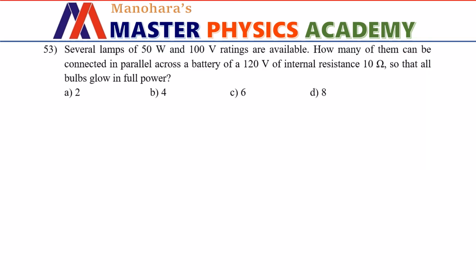Several lamps of 50 watt and 100 volt ratings are available. How many of them can be connected in parallel across a battery of 120 volt of internal resistance 10 ohm so that all bulbs glow in full power? The idea is to get the 100 volts of potential difference across the combination of several bulbs connected in parallel. Let us consider that there are n number of bulbs in the parallel combination.